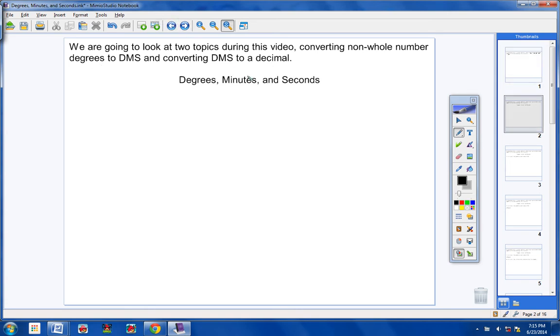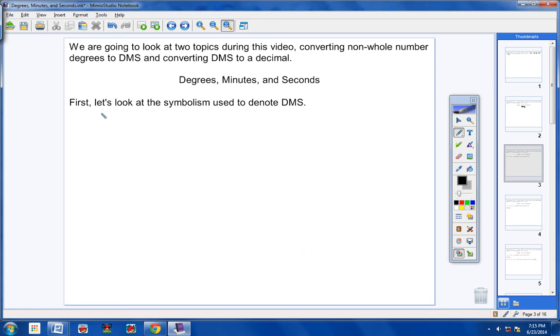Your heading today, please write this down, will be degrees, minutes, and seconds. So please copy this into your notes, and then don't forget to include the date. Today's date is always important so that your notes are organized. Okay, let's continue on. Remember, I'm going to go fast, so pause the video as you need to.